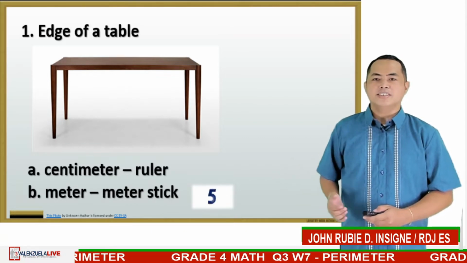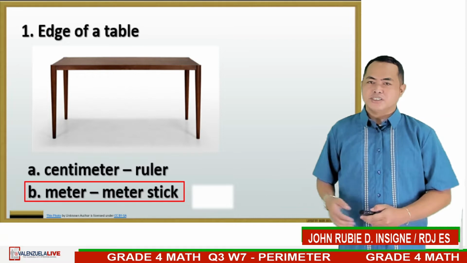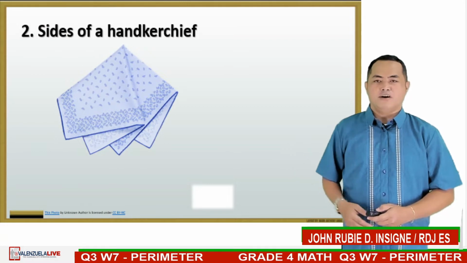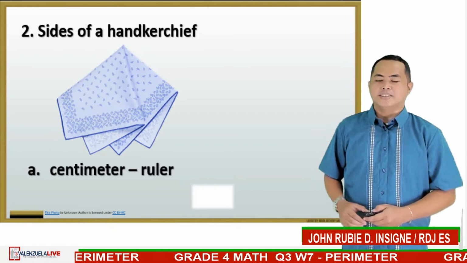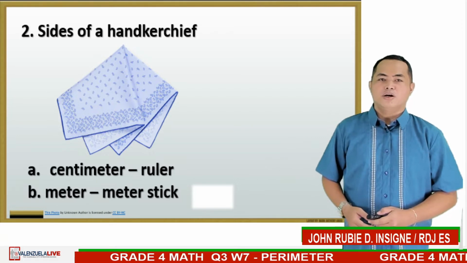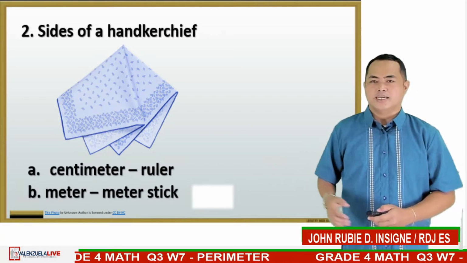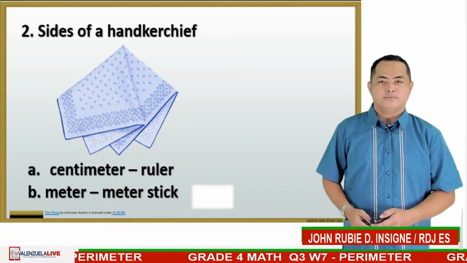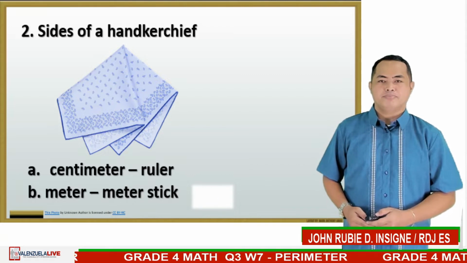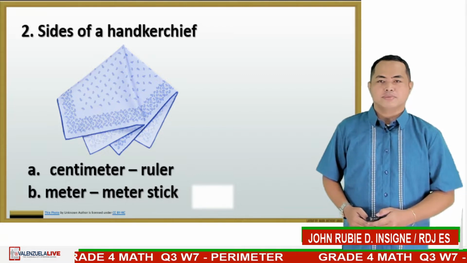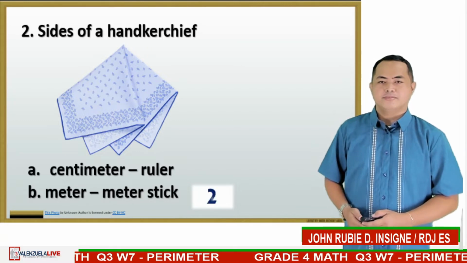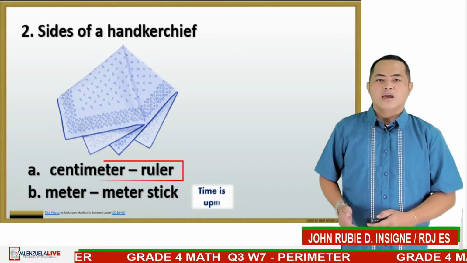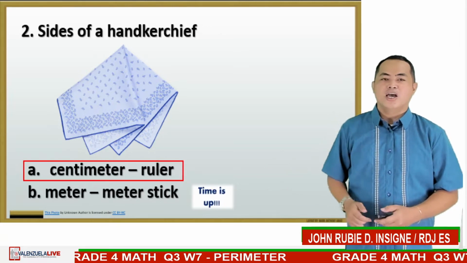The correct answer is meter, meter stick. Good job. How about sides of a handkerchief? Is it letter A, centimeter, ruler? Or letter B, meter or meter stick? Your 5 seconds timer starts now. If your answer is centimeter, ruler, you are correct.